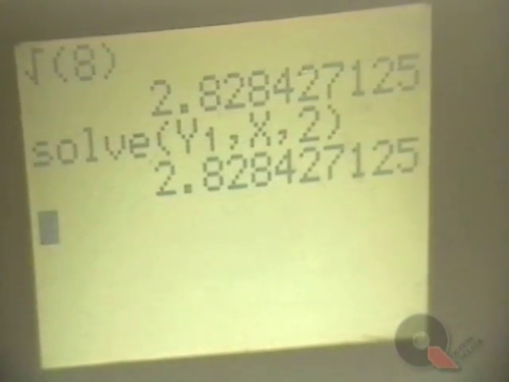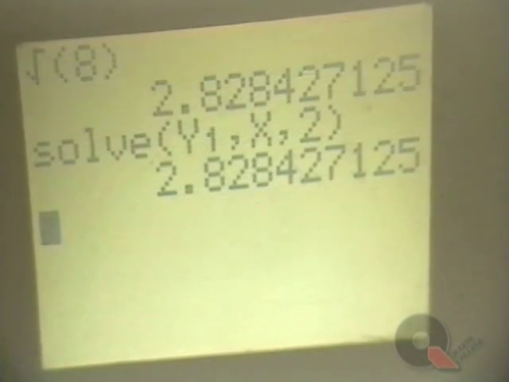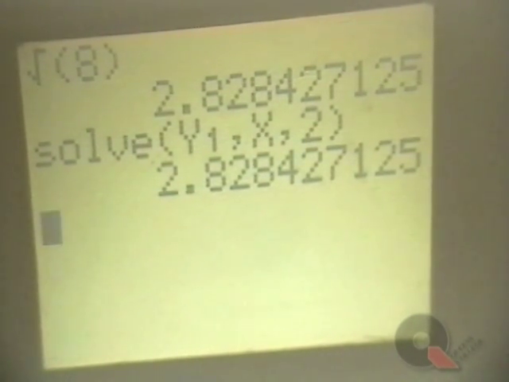And it gives you the answer immediately. You don't have to keep zooming in. It looks a little complicated now, but you will very quickly get the hang of it. It gives you, of course, the same answer as the square root of 8. This is a very painless way to solve an equation.